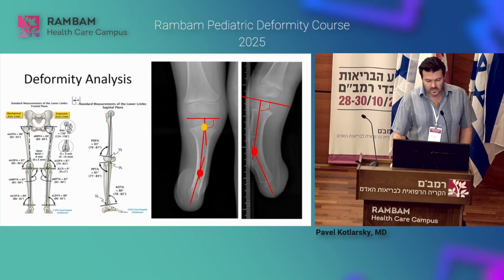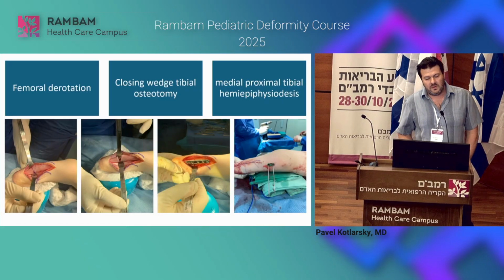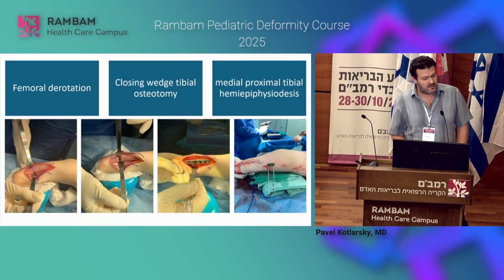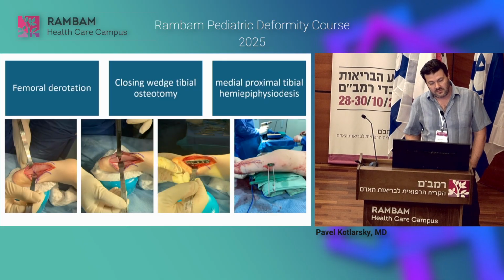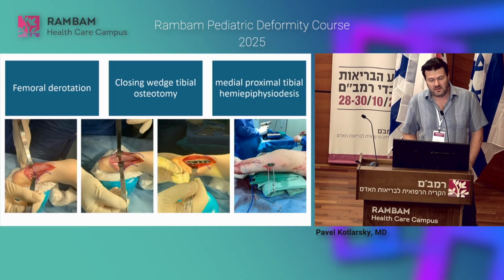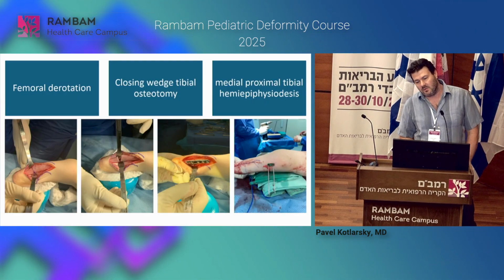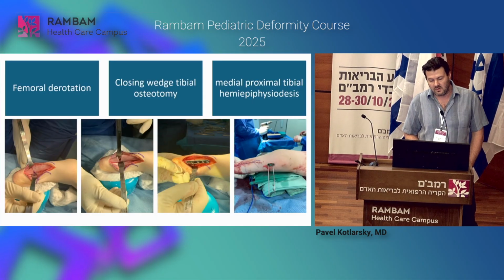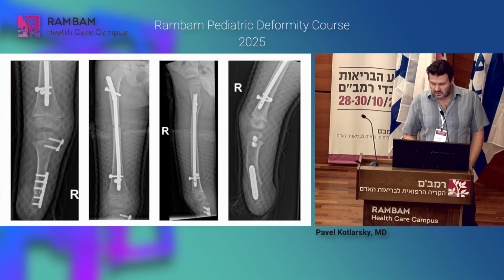And so what we did was femoral derotation with a nail to correct the femoral retroversion, closing wedge tibial osteotomy, acute correction, fixation with a plate, and medial hemiepiphysiodesis to correct the coronal proximal deformity. And these are the X-rays after the surgery. He is in a cast.